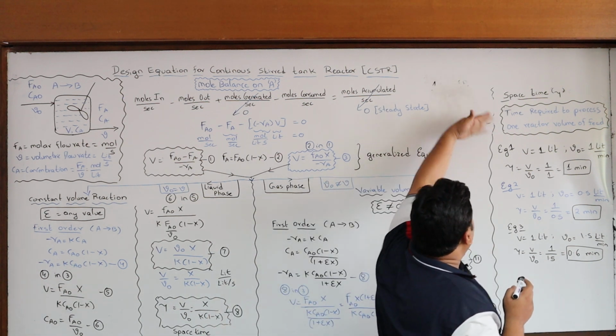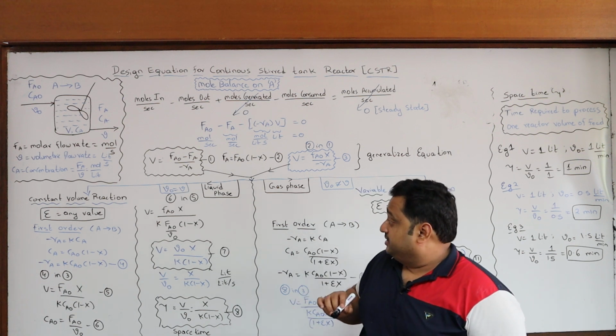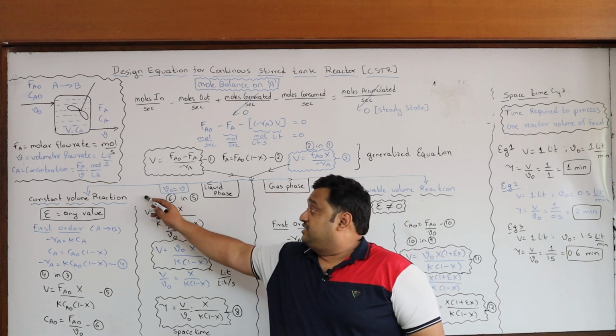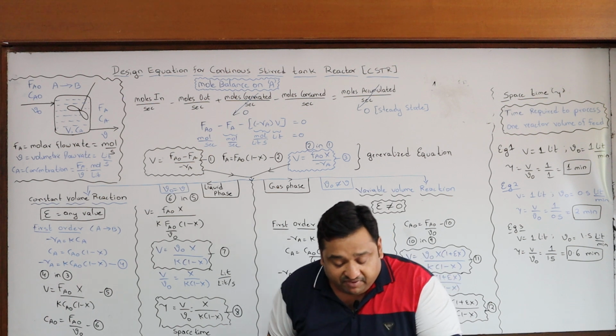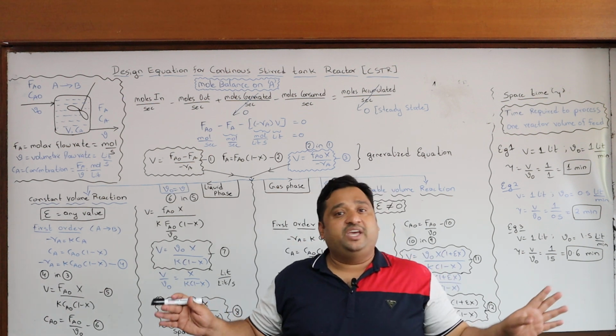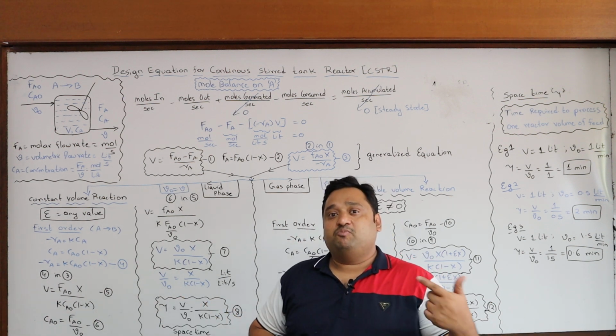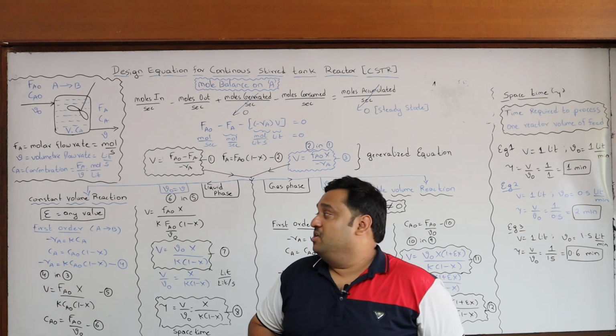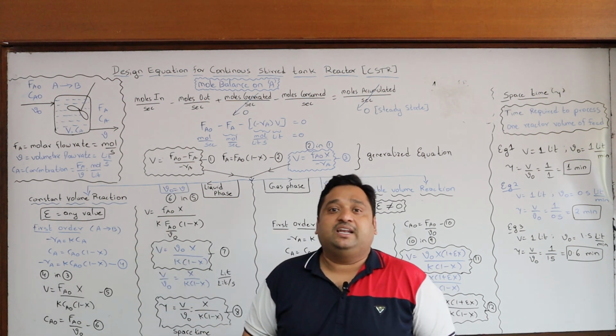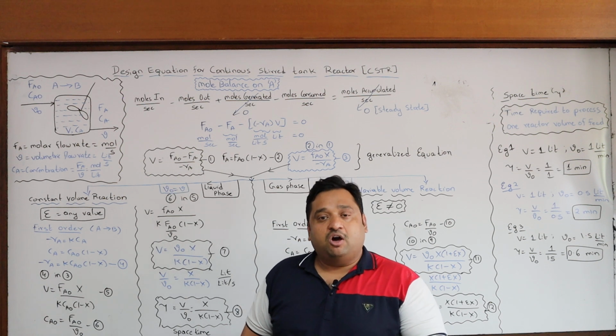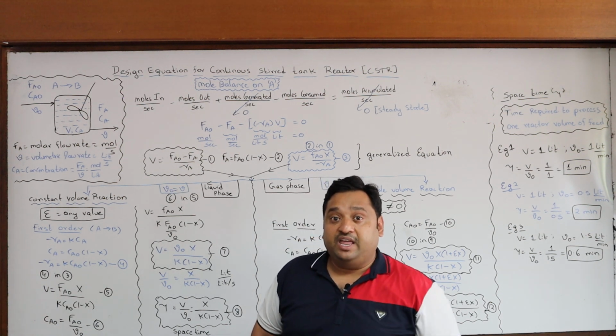Okay. Now the thing is, it does not matter what value epsilon has, as long as it is a liquid phase reaction, there is no change in the volumetric flow rate whether epsilon is positive or negative or equal to 0. So that is why at any value of epsilon, let us do a first order reaction to see how I am able to find out the volume of the reactor.